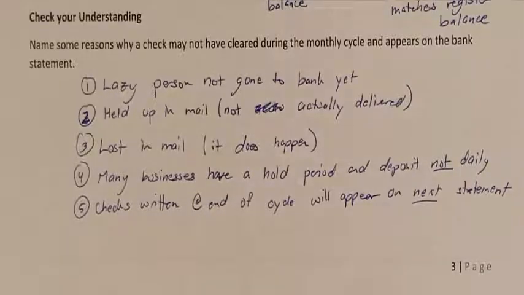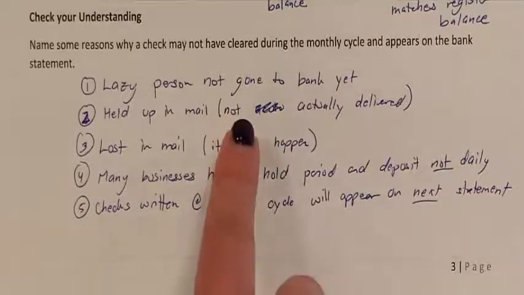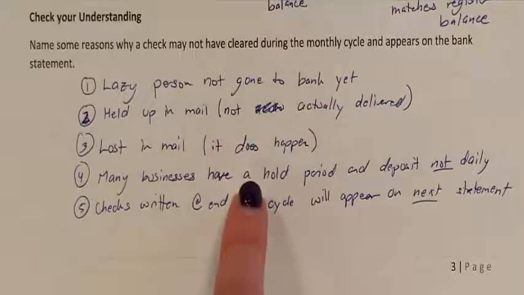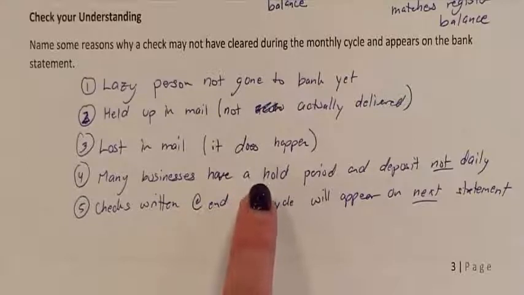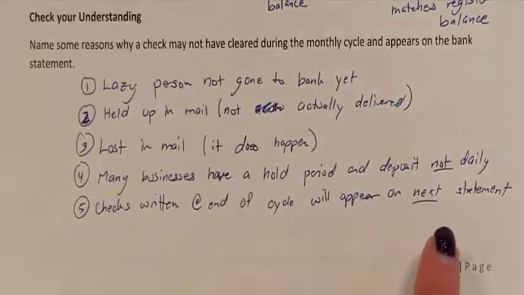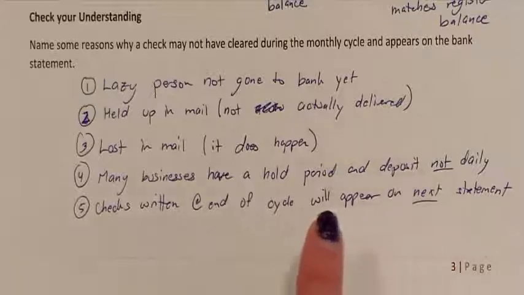So if you give somebody a check, that doesn't mean that the bank gets it the day that the person got it. So if the person didn't deposit it immediately, it might appear on the statement after. If the bank chose to, or if the business chose to hold the check and not deposit it, it may appear on the next statement. If you write your check like September 30th, well, the cycle ends the end of September, which means the bank probably will not receive or deposit it until October, which is why it would appear on the October statement, even though you tried to give it to them in September.